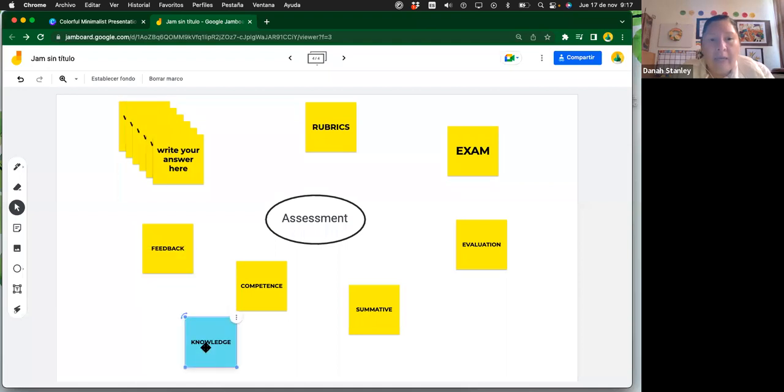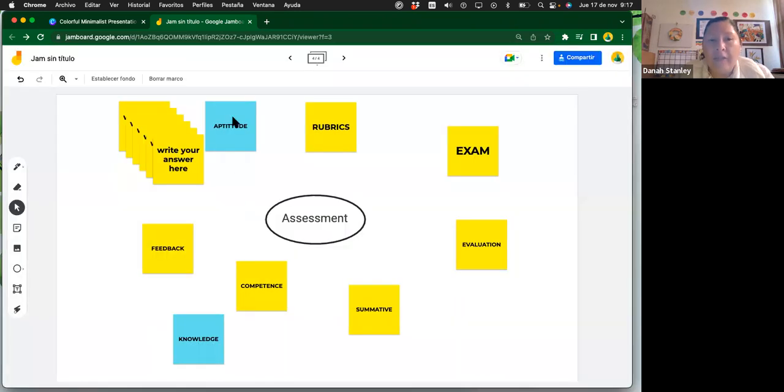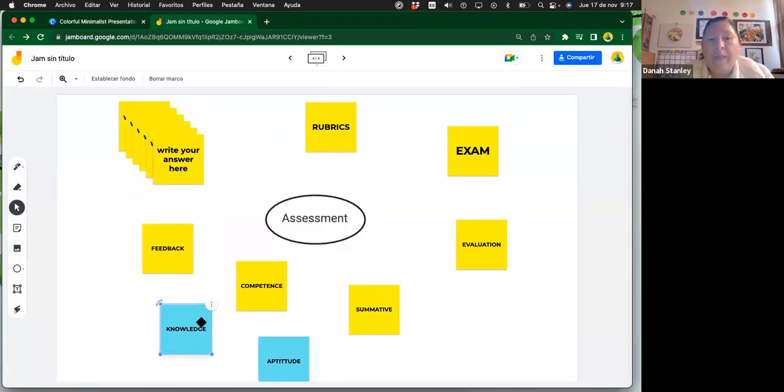Another element I need is aptitude. That means that my students know how to use and manage this knowledge.